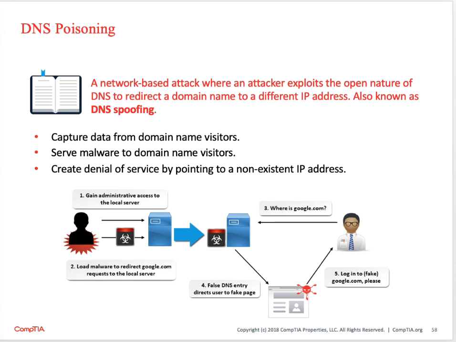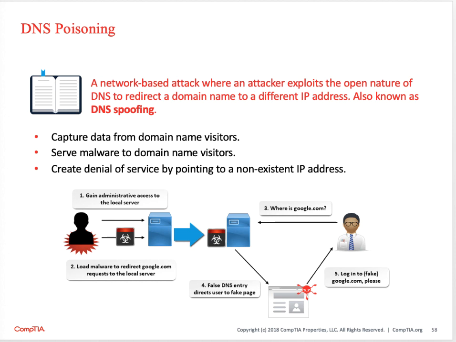DNS poisoning. So a DNS poisoning is similar to an ARP poisoning, right? A network-based attack where an attacker exploits the open nature of DNS to redirect a domain name to a different IP address. This is known as DNS spoofing.